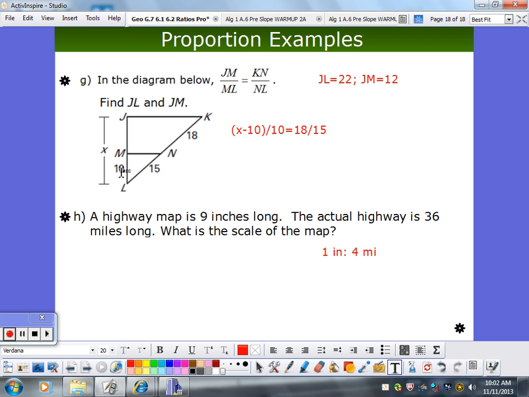And then what else do they want us to find? JM would be 10 less than that. So that's where that came from. This one, you just set up the proportion. 9 inches is to 36 miles, and then reduce. We always reduce. Usually it's 1 inch to something. It's kind of how we do it with maps. So try to make that a 1 inch if you can, even if that makes this some kind of fraction or decimal. So what do we think?